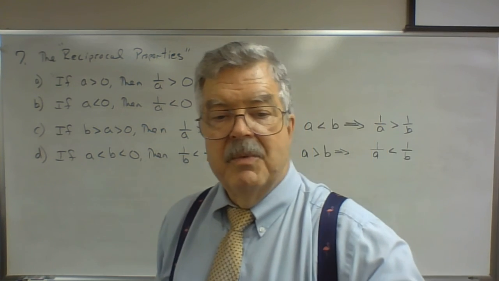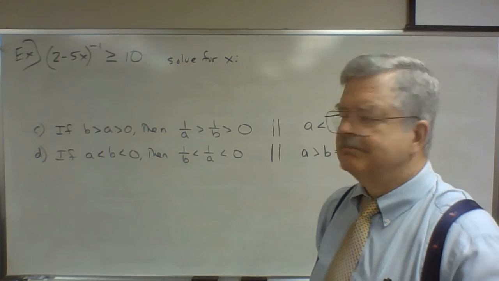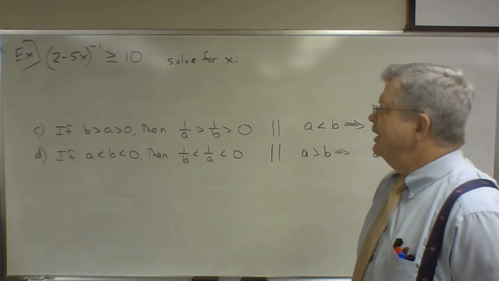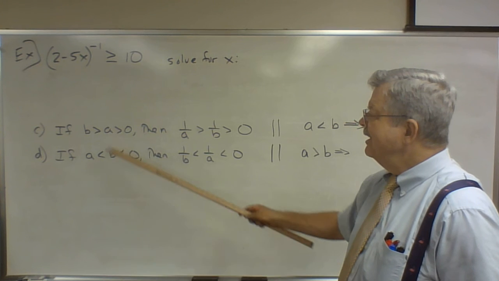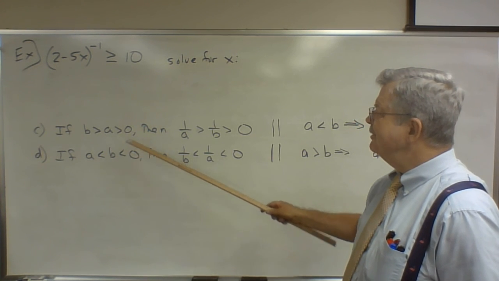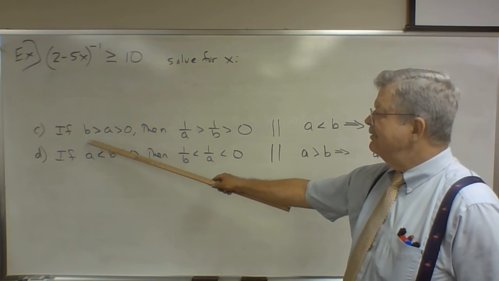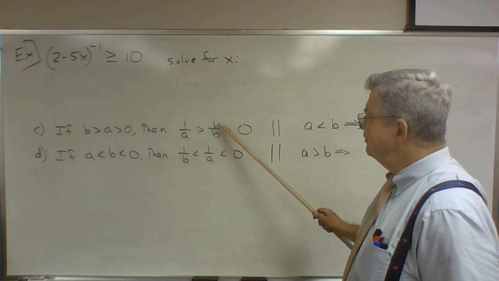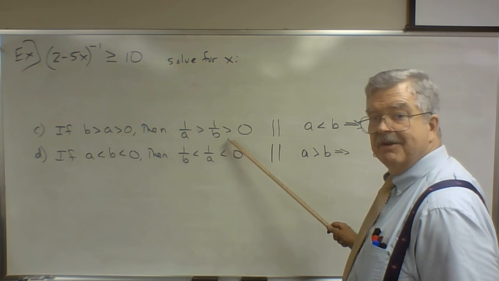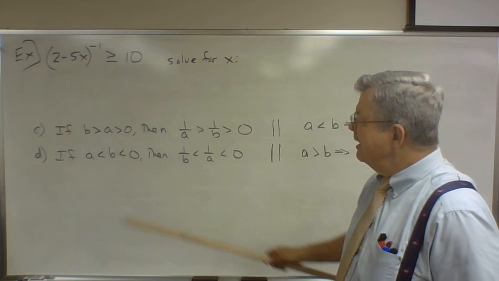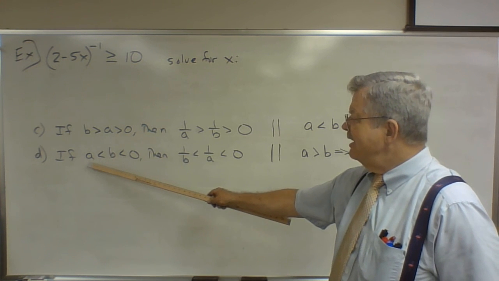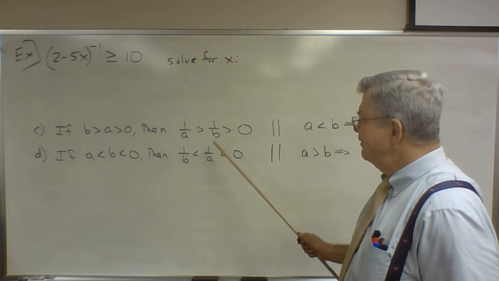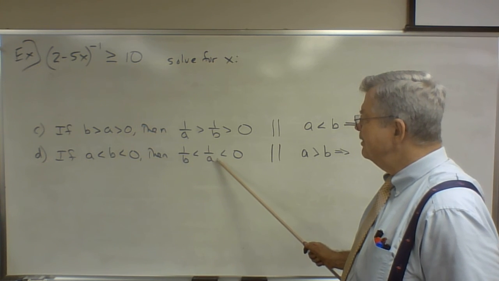Now let's see what we can do with some examples. Maybe we should give these another look. If B and A are positive and B is the larger, then the reciprocal of B is the smaller, and they're still positive. If A and B are negative and A is the lesser, then the reciprocal of A is going to be the larger.